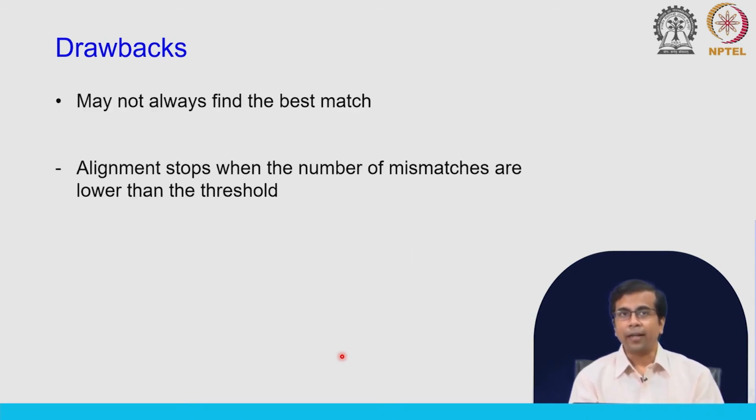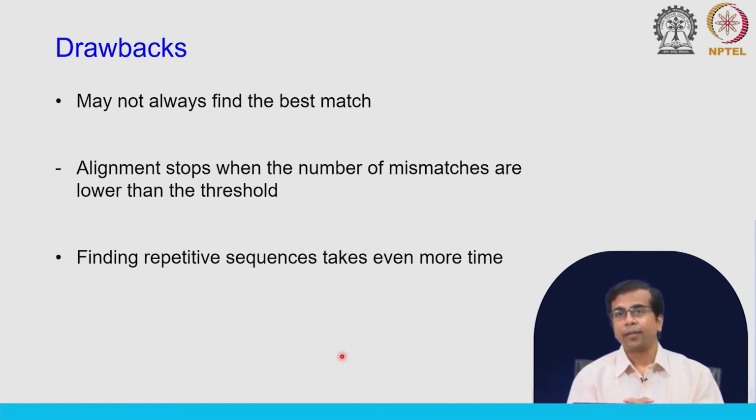In addition, you may not always find the best match. As we said, we have this threshold. The moment we have a match where the number of mismatches is below that threshold, the algorithm will stop. And this means it might not always find the best match. There might be some match somewhere else which is even better, so if we stop there, it will miss the best alignment. So, this is one of the threshold issues.